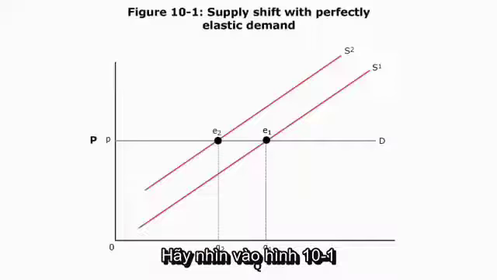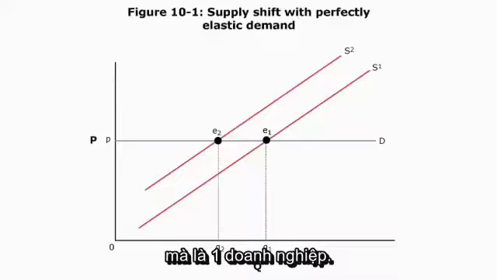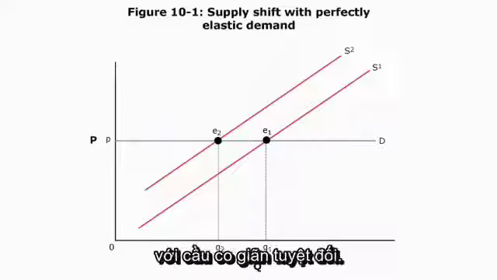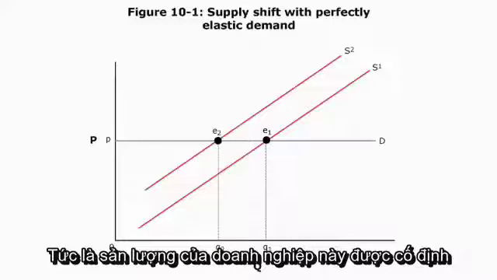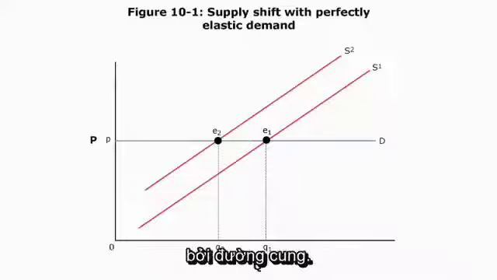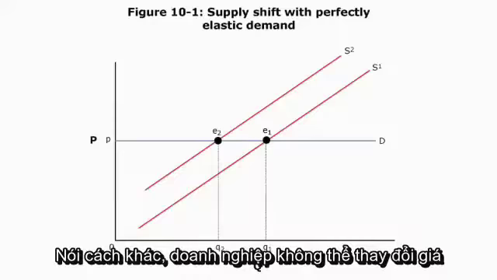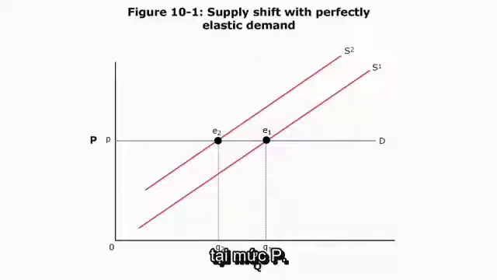Let's take a look at figure 10.1. These should be little q's, by the way. This isn't a market. This is a firm. So basically, what you have here is a firm facing a perfectly elastic demand. What that means is the firm's quantity is pegged by their supply curve. Or in other words, the point is the firm cannot change the price one iota from that level P. Okay?